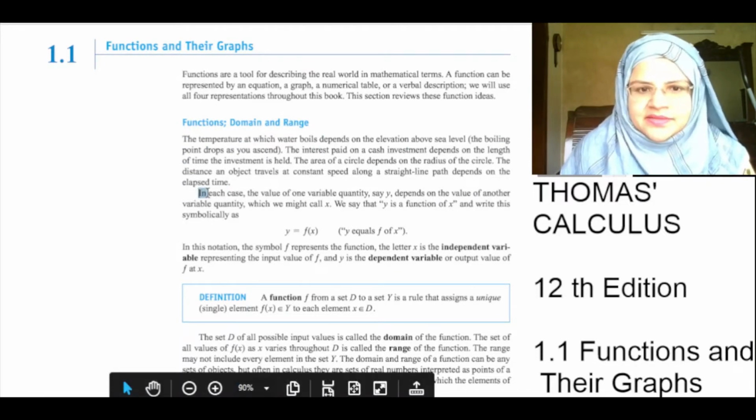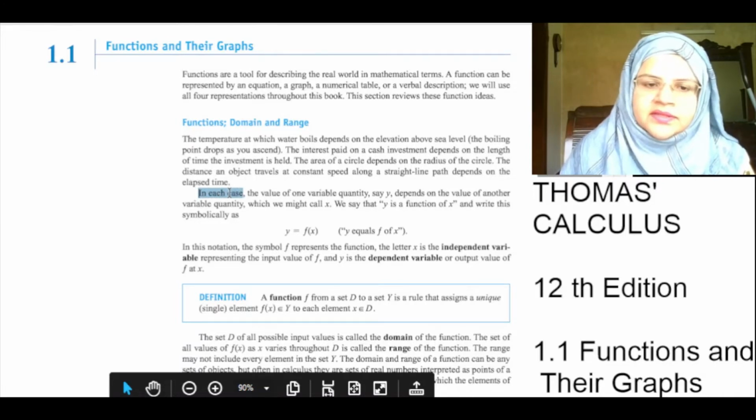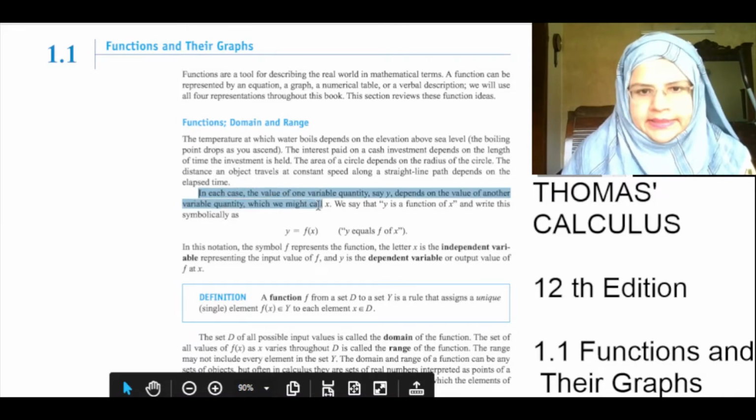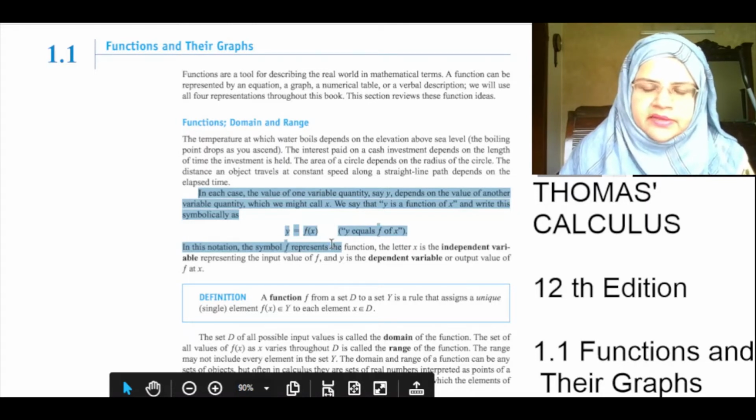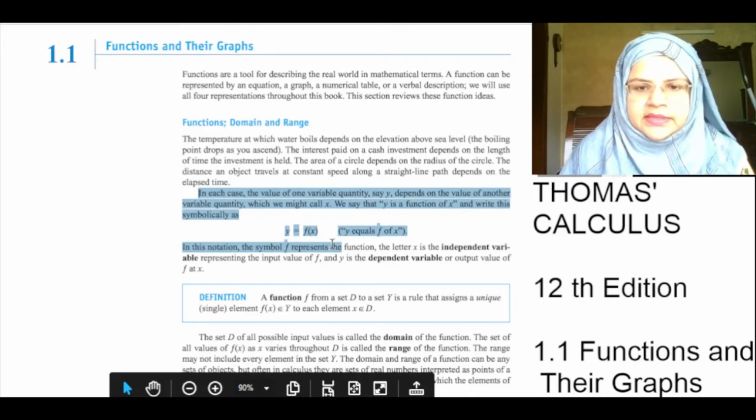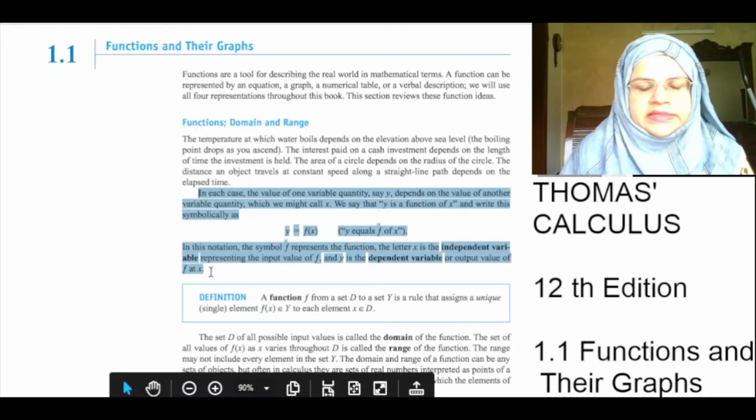In each case, the value of one variable quantity, say y, depends on the value of another variable quantity which we might call x. We say that y is a function of x and write this symbolically as y equals f of x. In this notation, the symbol f represents a function. The letter x is the independent variable representing the input value of f, and y is the dependent variable or output value of f at x.